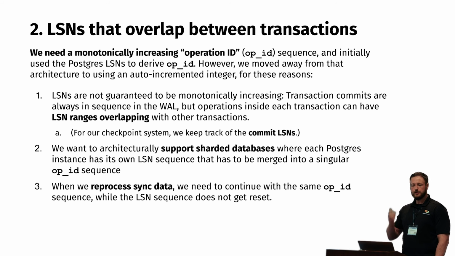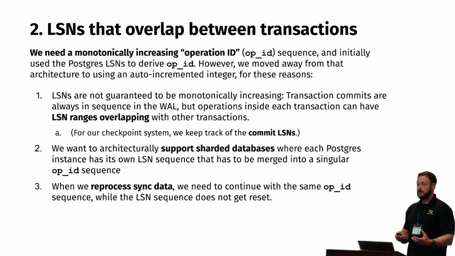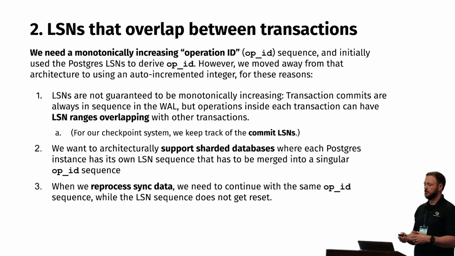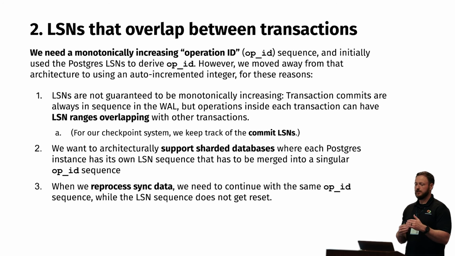The other challenge that we ran into was that for the log sequence numbers in Postgres, we needed a monotonically increasing operation ID sequence. And initially, we actually derived that from the Postgres LSNs. But we moved away from that to a separate auto-incrementing integer sequence for a few reasons. One of the reasons was that the LSNs in the Postgres write-ahead log are not actually guaranteed to be monotonically increasing. So transaction commits are always in sequence in the write-ahead log, but operations inside each transaction can have LSN ranges that overlap with other transactions. So that was one of the reasons.